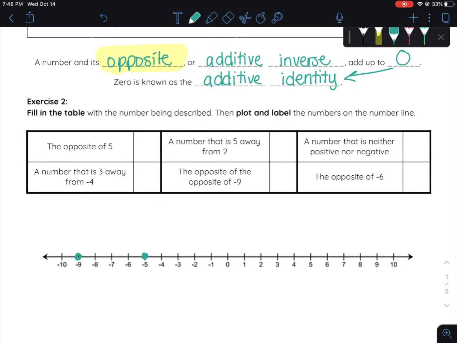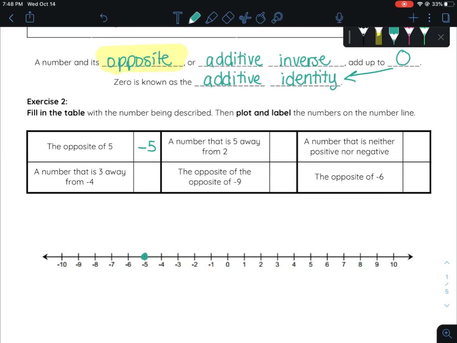Let's take a look here at exercise 2. First up, we want to fill in the table. And as we're filling in the table, we want to also plot and label the numbers on the number line. In this case, they are already labeled, so we don't really have to do anything extra there. All right, so the opposite of 5, it's positive, so make it negative. So -5.